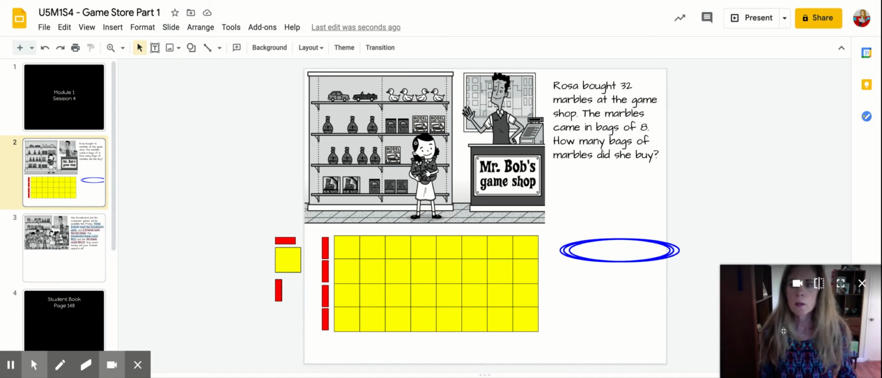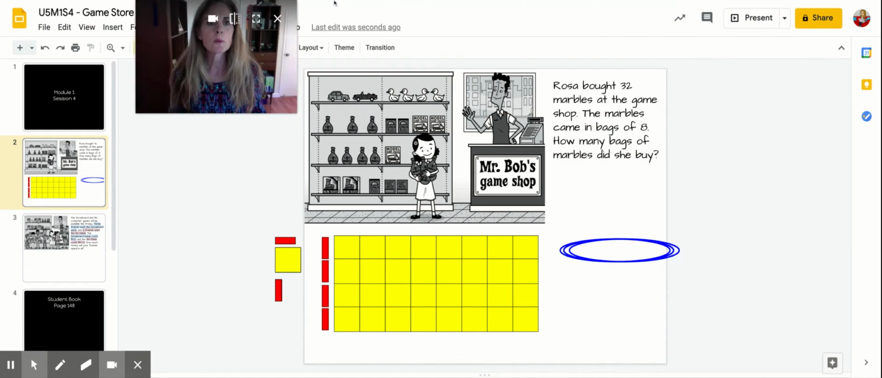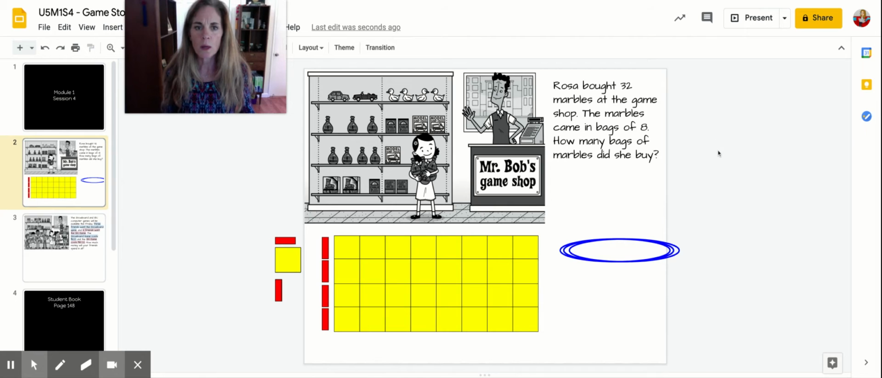Hey, so today, since we have art, we're going to do a recorded math lesson. It's not a very long one, but it's kind of important. I'm going to introduce you to Mr. Bob's Game Shop. We're going to be working in Mr. Bob's Game Shop for a couple of days, so you can get used to what you see here.